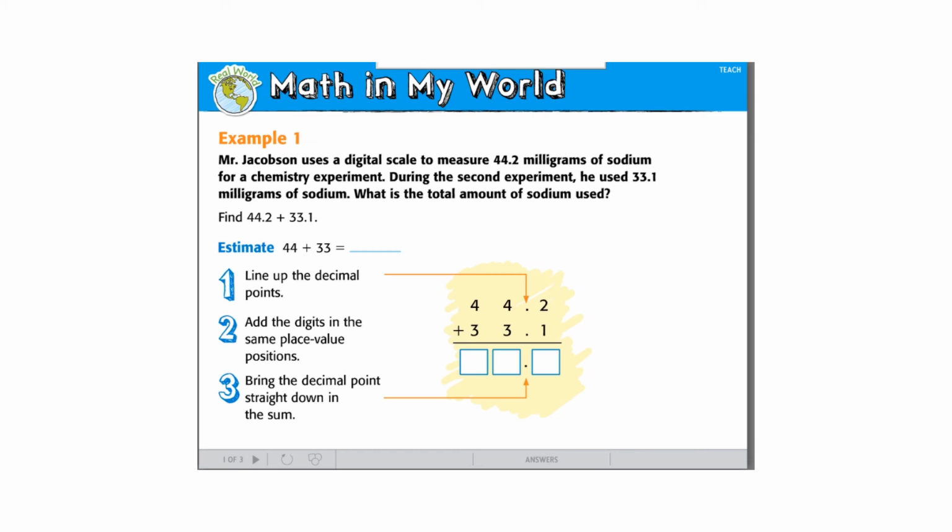What's the total amount of sodium used? So we're going to add up the two numbers together. We're adding them. They've already written them here for you, but notice the 2 decimal points. So you've got 1 here, and 1 down there in the answer.